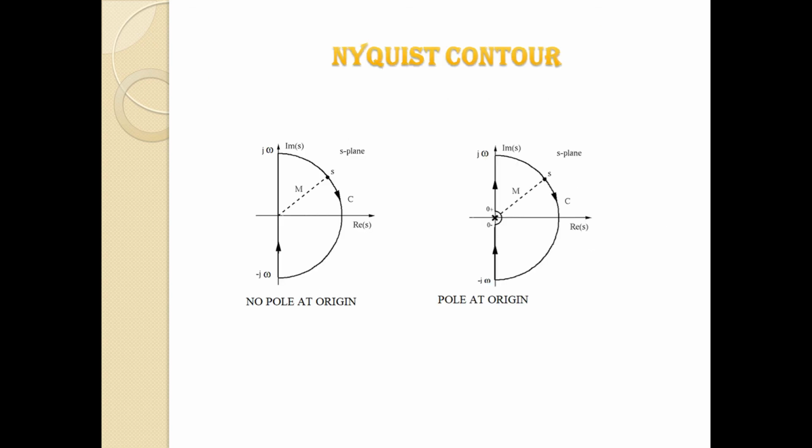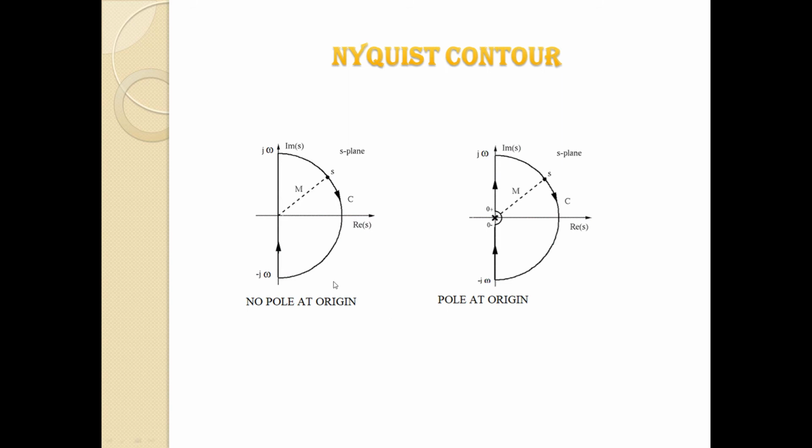So next is the Nyquist contour. In rule 1, I have said that after getting the number of poles at origin, or if a system does not contain any pole at origin, then we need to choose the Nyquist contour. So how to choose the Nyquist contour?